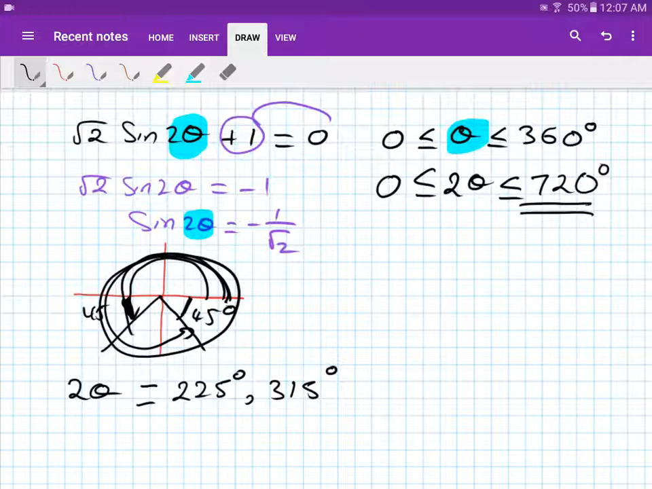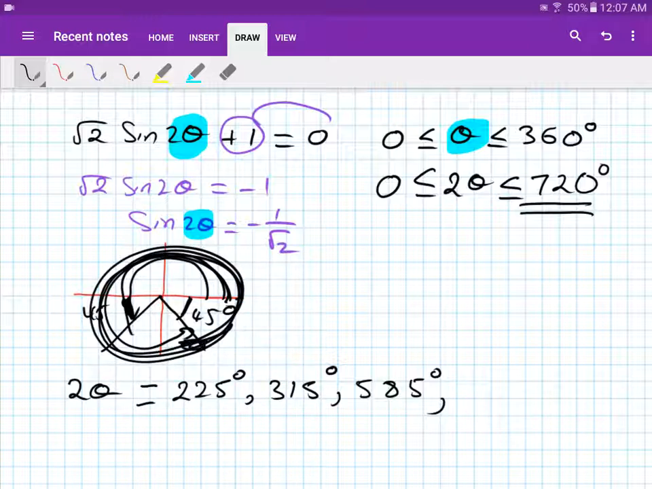Of course, you go around twice because it's 2 theta, or in other words, you go to 720 degrees. So your answer is 585 degrees, and then you go back here, all the way back here. Sorry, stop there. You should get 675 degrees.